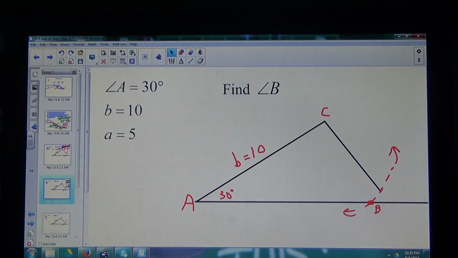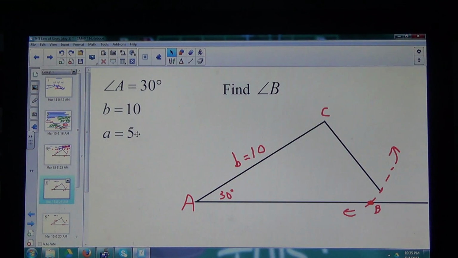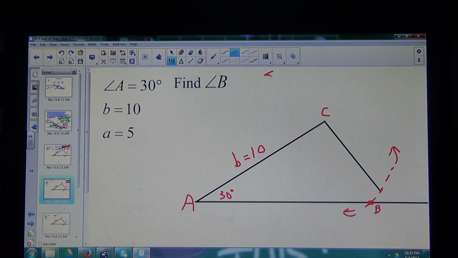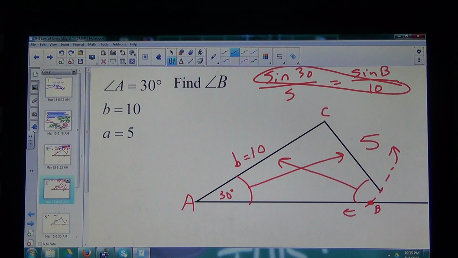Okay, let's try this next one here. Now the only difference is that A equals 5. So we can do the same thing here, and again, it's law of sines. With law of sines, I always need to know an angle and the side opposite, and this opposite side would be 5. So sine of 30 over its opposite, which is 5, equals sine of B over its opposite, which is 10. Cross multiply: sine of 30 times 10.